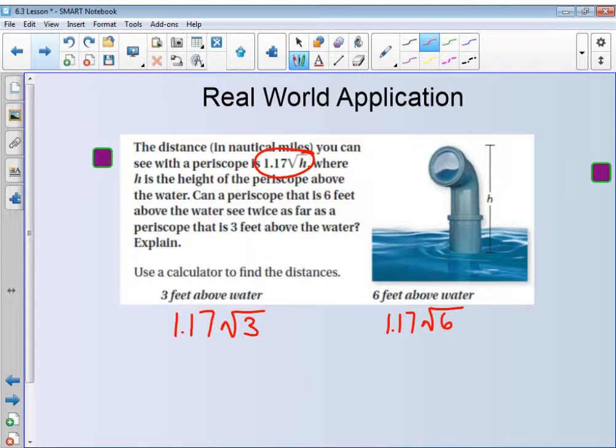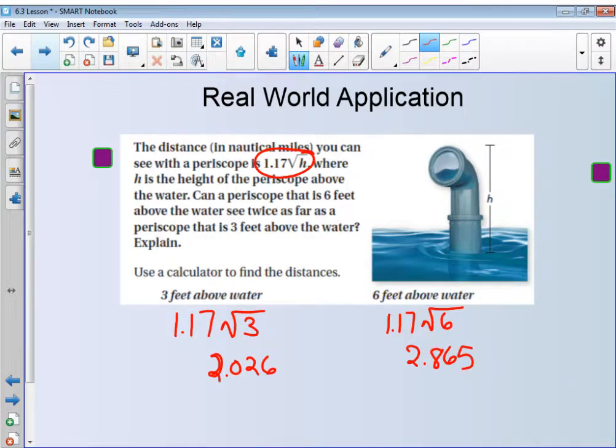The square root of 3 is 1.7, a really long number. Then we take that times 1.17, and when I do that, I get 2.026. Now I'll do this one. I need to do the square root of 6 times 1.17. And when I do that, I get 2.865.